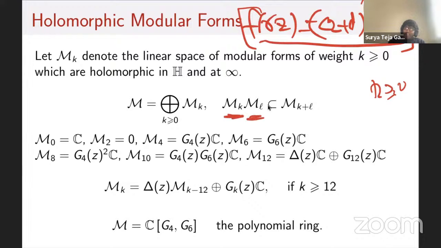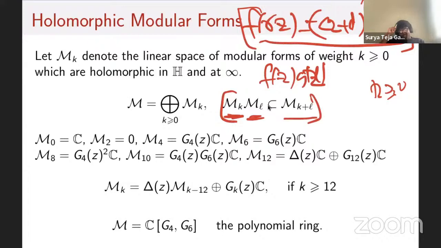So if f has weight k and g has weight L, if you multiply f and g, then for the multiplied function, you get the weight will be k plus L. That's obvious from the definition. So this M_k times M_L will be inside M_{k+L}.